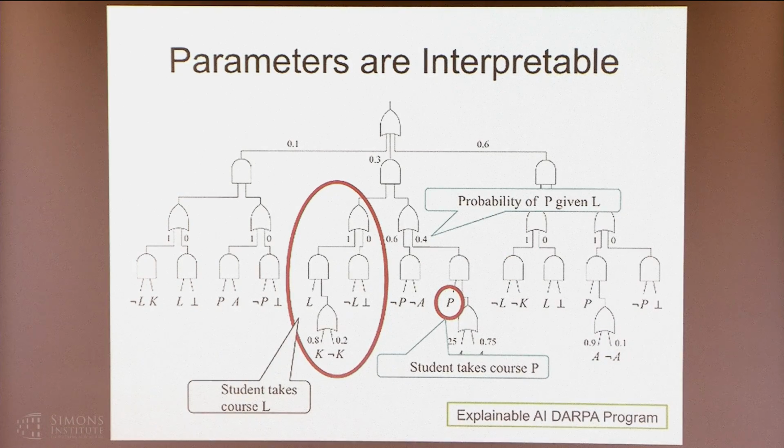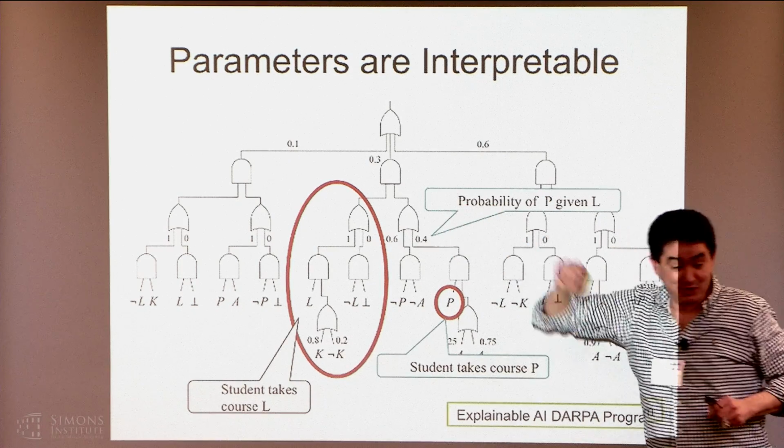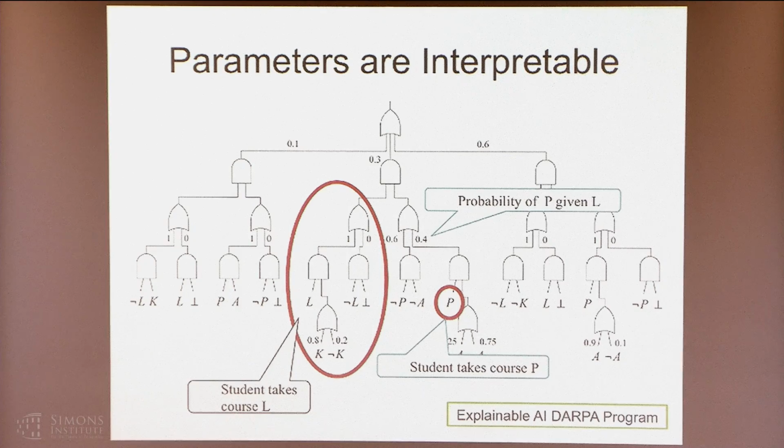Must be 0.4. And this is invariant to any change you make in the circuit. You can change any number in the circuit, and you're guaranteed in the global distribution induced by the circuit, the probability of P given L is 0.4. Just like in Bayesian networks, which people who are familiar with this realize how hard it is to get this property. You don't get this, for example, in Markov networks because of normalization. These numbers are interpretable. They have particular semantics.